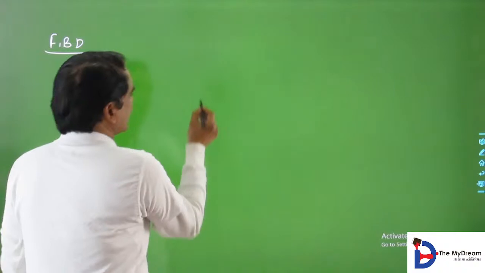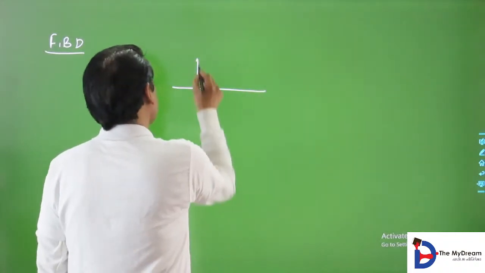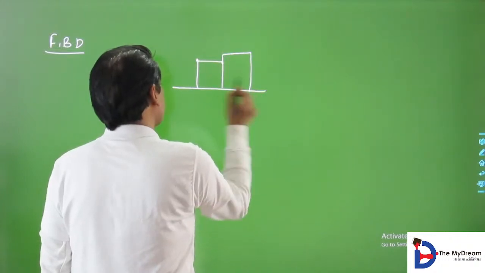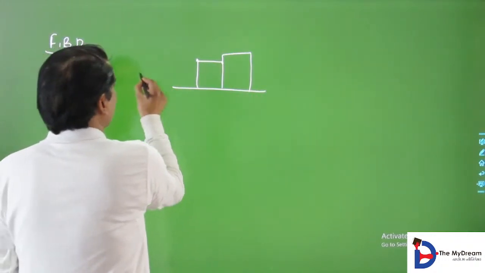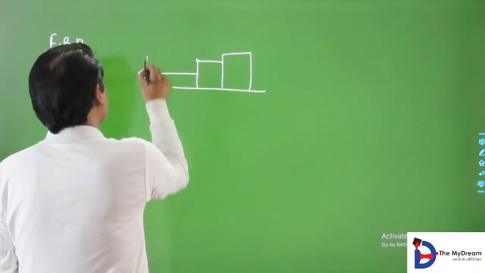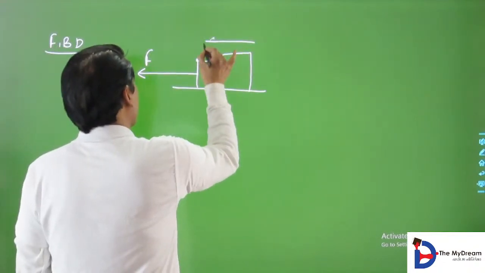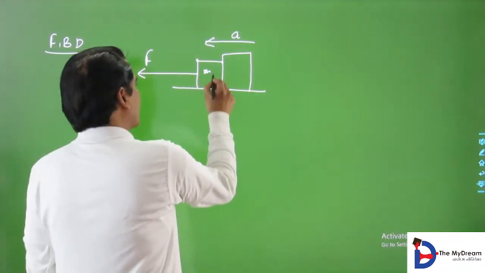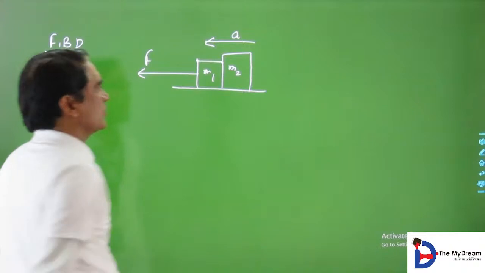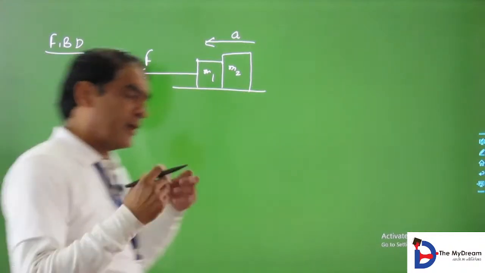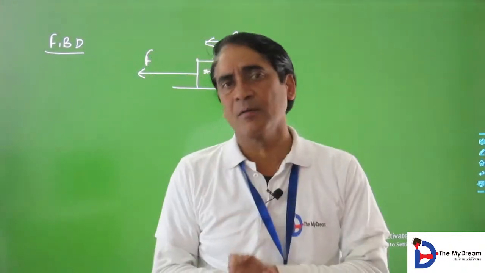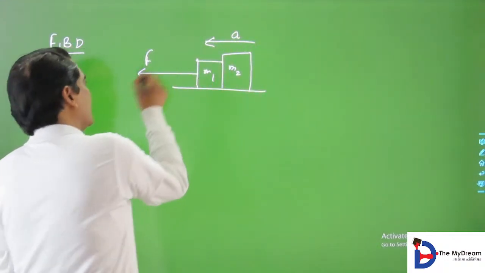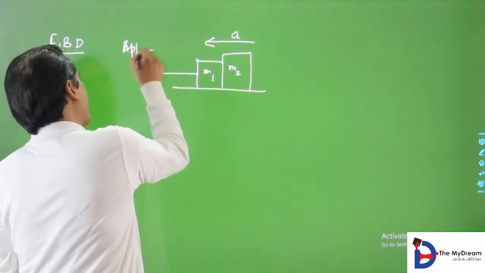There is the presence of two blocks. One of them is this, another one is this. And you are considering a force capital F, which moves within it. This is the mass m1 and this is of mass m2. First of all, you can draw the free body diagram and solve. So this is the applied force. This is the applied force.